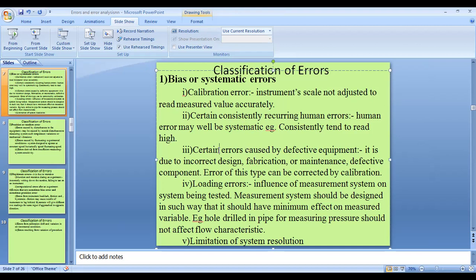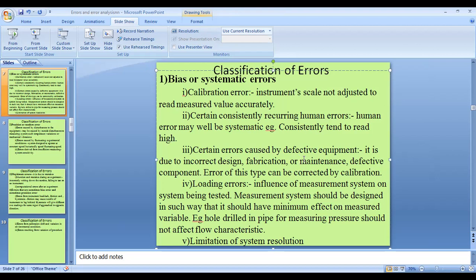Next is certain errors caused by defective instrument or equipment. It can be because of incorrect design, fabrication, or maintenance, or defective components. So we can eliminate it by correcting the fabrication.